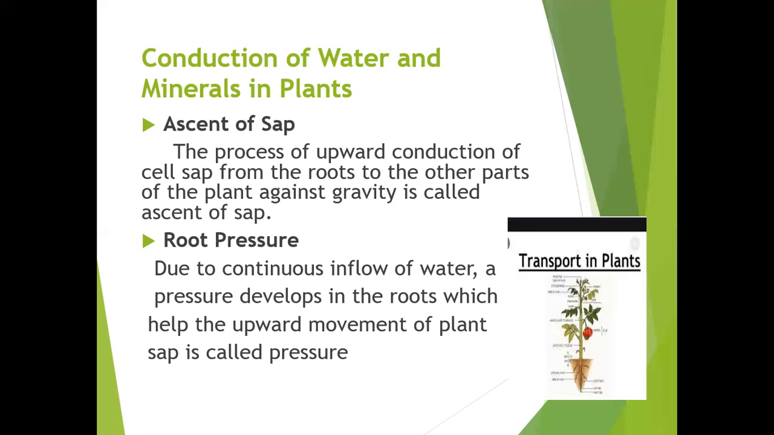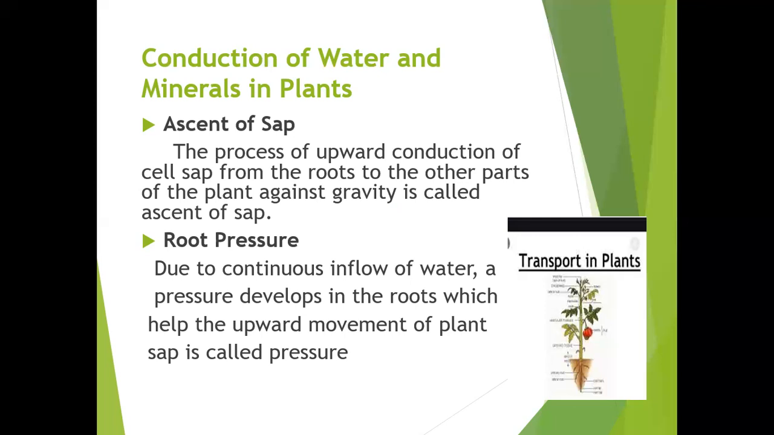The process of upward conduction of water or cell sap from the root to the other parts of the plant against gravity is called ascent of sap.